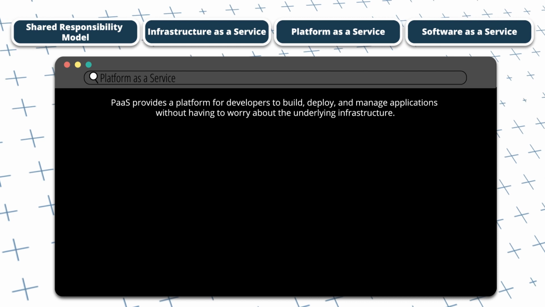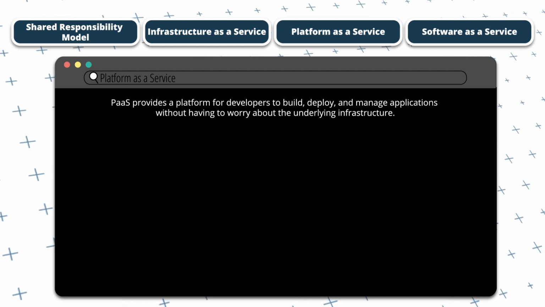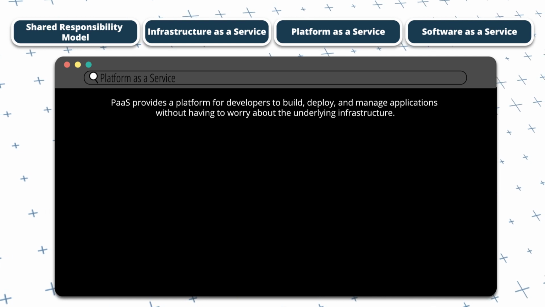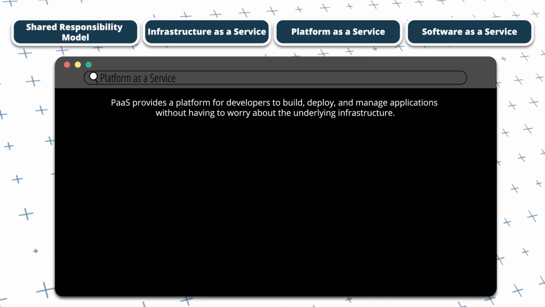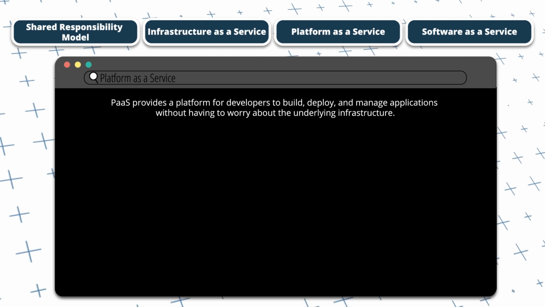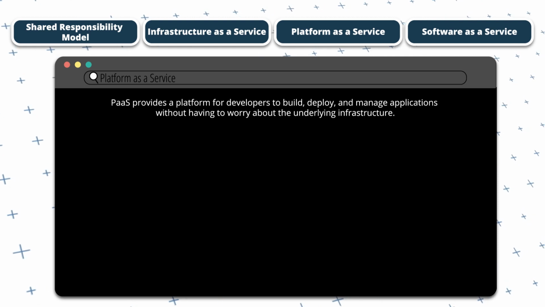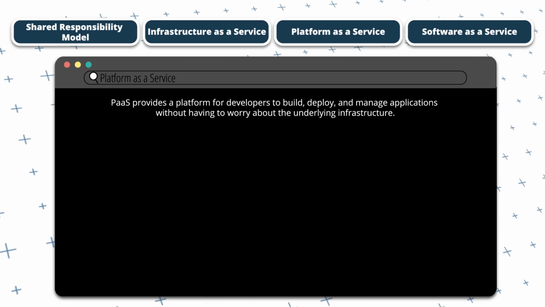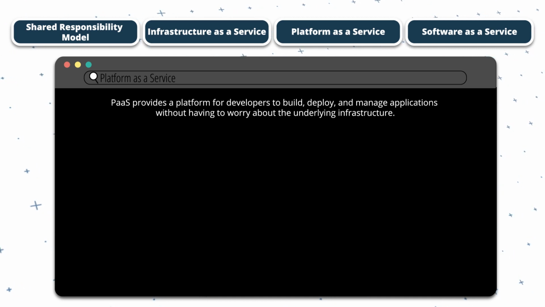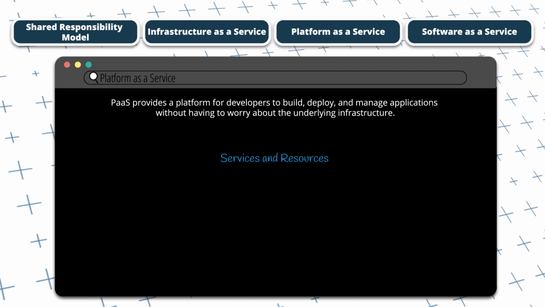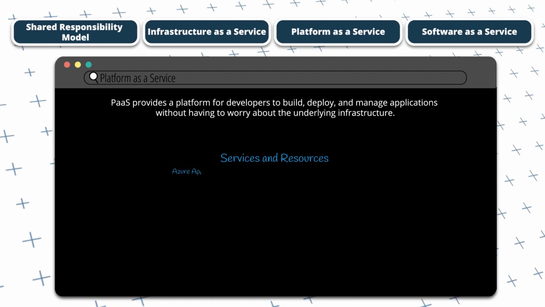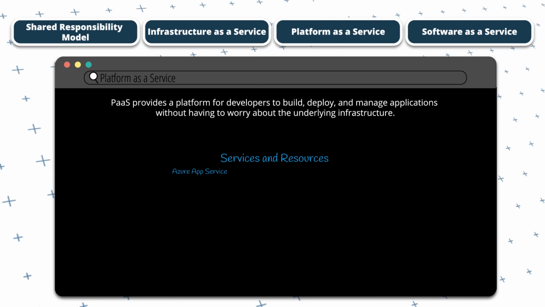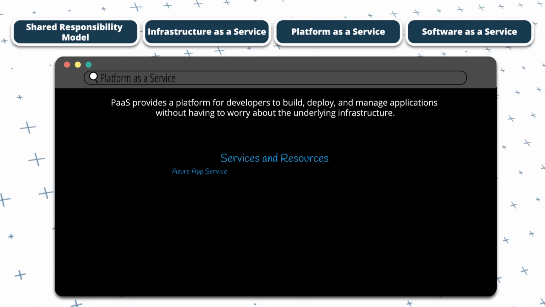This is a middle ground between infrastructure as a service and a complete and deployed solution, which would be software as a service. PaaS provides a platform for developers to build, deploy, and manage applications without having to worry about the underlying infrastructure. In Azure, some of the PaaS offerings include Azure App Service, which is a fully managed platform for building and deploying web, mobile, and API apps.